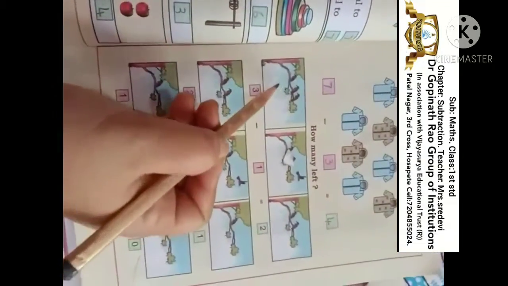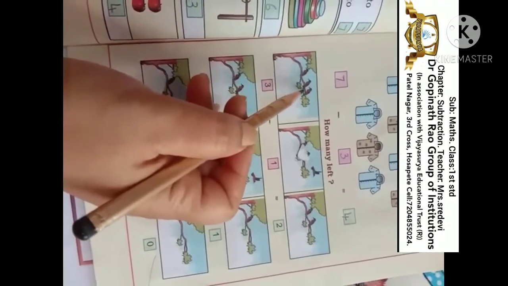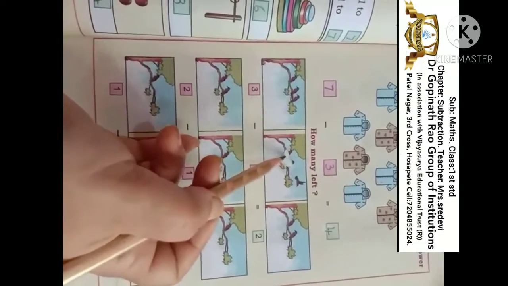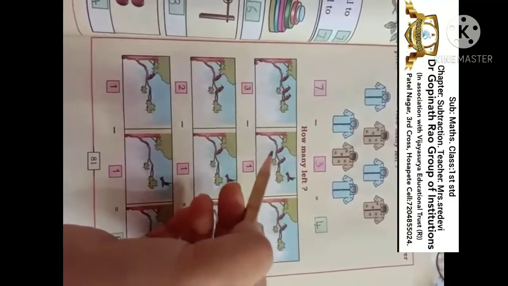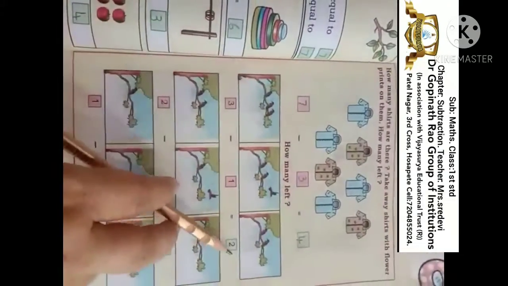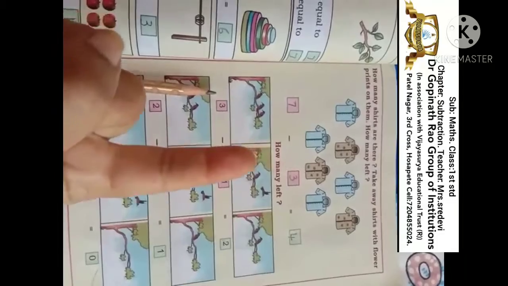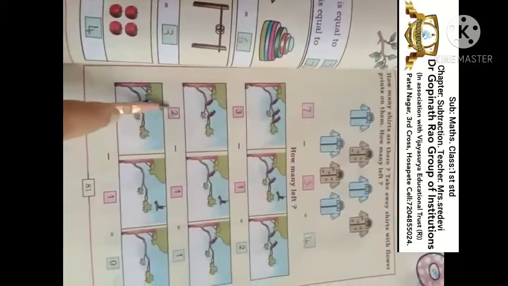Here 3 birds are sitting on the tree. See, we can see crows sitting on the tree and one flees away. Of the 3, one bird flew away. Then how many were left? See, how many were left? 2. How? 3 in a mind, 1 on finger. Back of 3 is 2. So answer is 2. Okay, next.